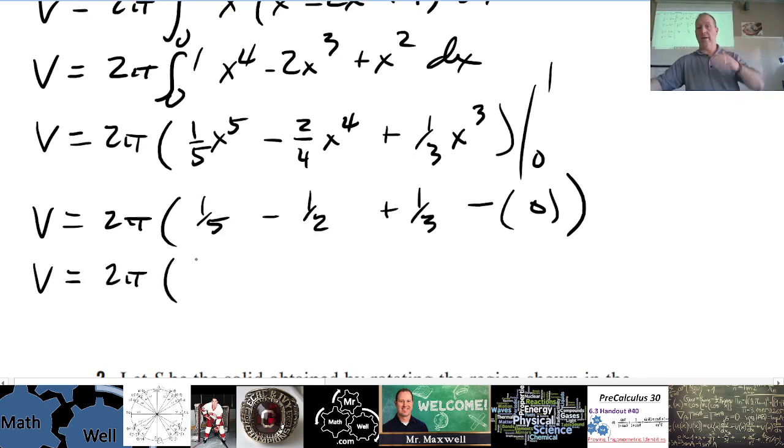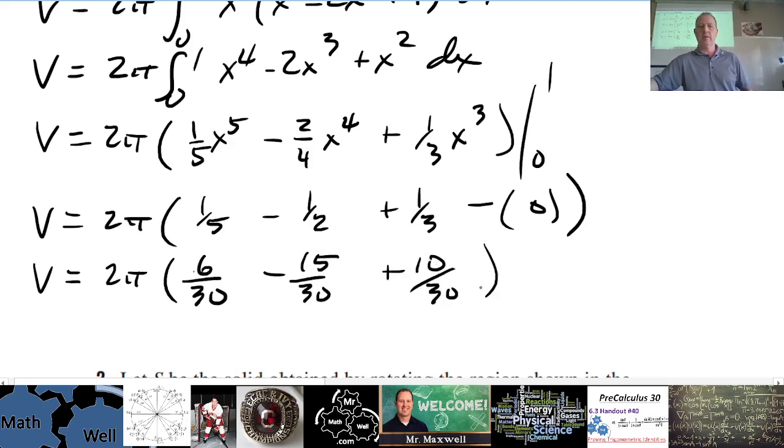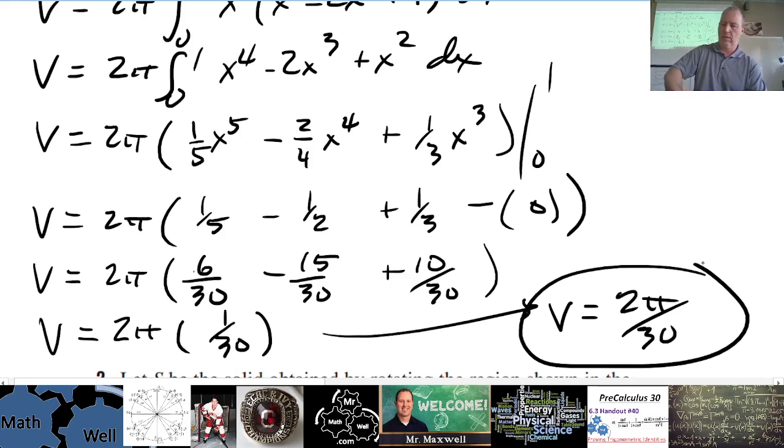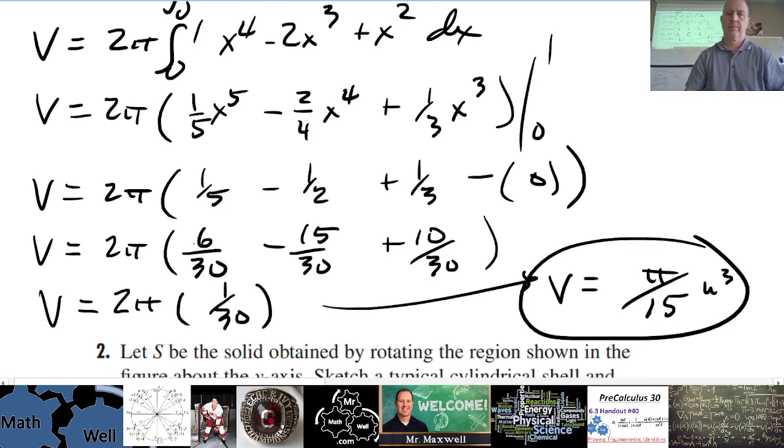Okay, if you have a calculator to do this, you'd want to get maybe a common denominator here. Do 10, 30, I guess. So it'll be 6 over 30 minus 15 over 30 plus 10 over 30. Two pi, is that 1 over 30 you get? So V equals 2 pi over 30. That's what I got. I'm just going to check this. All right, so once you evaluate all this, you get a volume of pi over 15 cubic units.